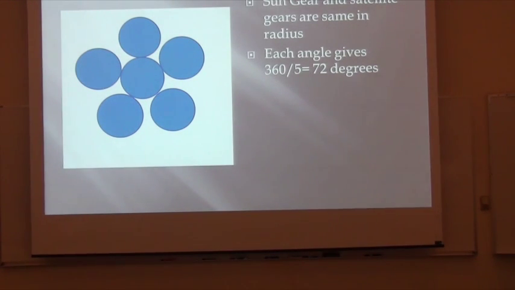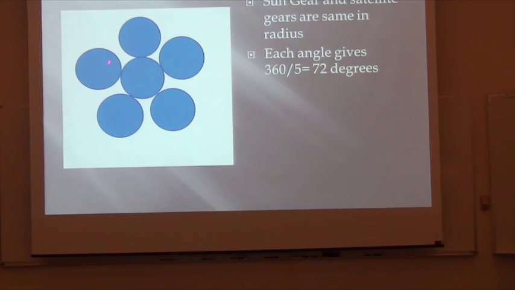While I was doing the calculation, we needed to know what angle to use. For example, we use 5 satellite gears and this is the sun gear. If we are using 5 satellite gears, we have to think about, according to the radius, whether they might overlap each other. If they overlap, the gear system is not going to work. So they should not overlap. To not overlap, what is the minimum angle?